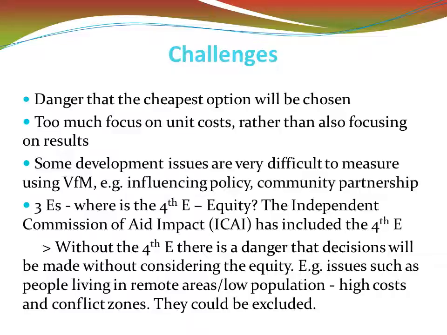For example, people living in remote areas, it's much more expensive to deliver vaccinations, to deliver anything, because of the distances. And if you don't see that in your framework, then there's dangers that they will not get these services. Low population density, conflict zones. And these issues could be excluded if the 4th E is not in the framework. So we tend to talk about 4 E's rather than 3 E's.